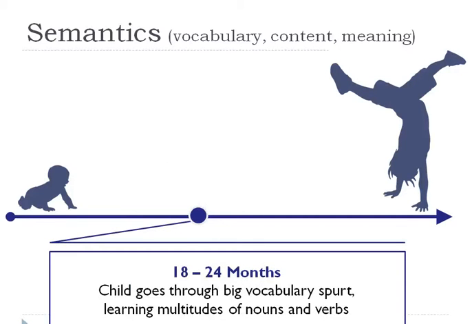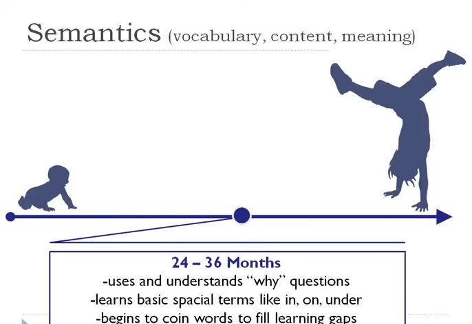At about 18 to 24 months, semantic development increases dramatically. The children go through a big vocabulary spurt, and it mostly is nouns, your objects, and verbs, your actions. By 2 to 3 years, a child can use and understand why questions. They learn and perfect spatial terms: in, on, under, through. And also, as every parent knows, they begin to coin words of their own to fill in gaps.